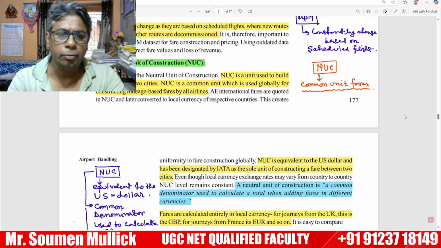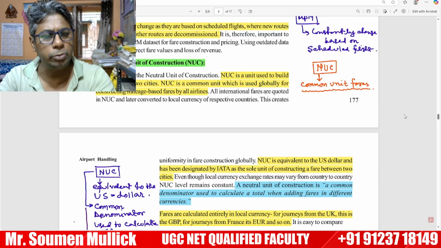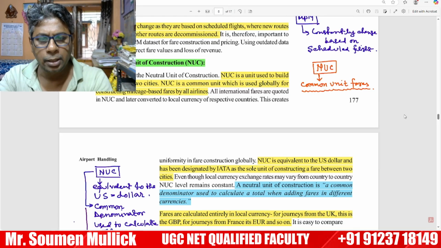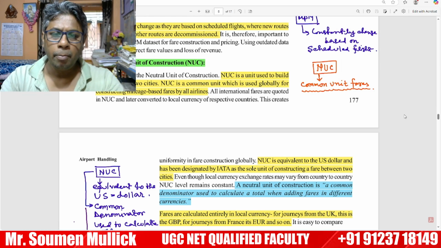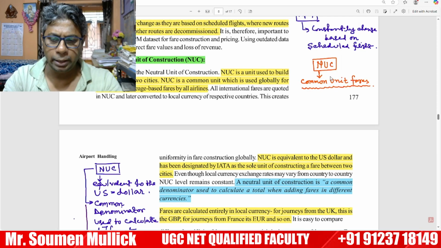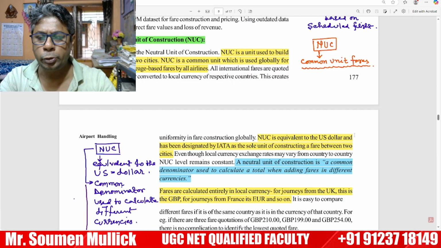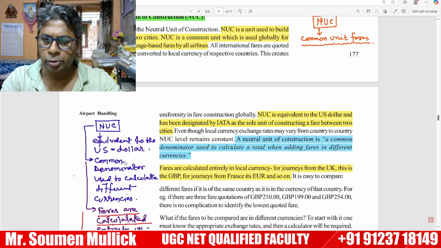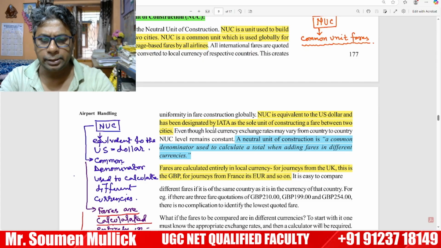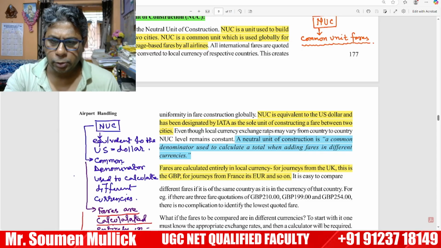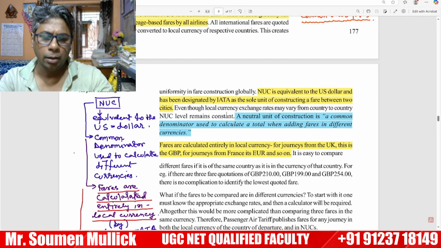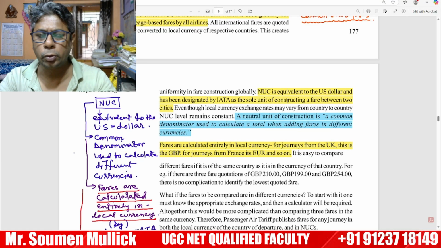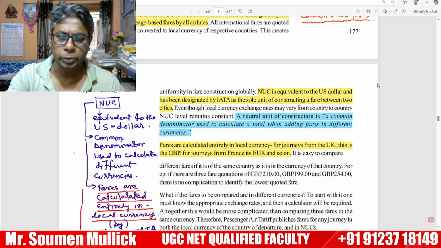দুটো সিটির মধ্যে ফেয়ার ক্যালকুলেশন করতে NUC ইউজ হচ্ছে, neutral unit of construction. NUC is the common unit which is used globally for constructing mileage-based fare by all airlines. NUC is equivalent to US dollar and has been designated by IATA as the sole unit of constructing a fare between two cities. IATA NUC কে ডিজাইন করে রেখেছে as the sole unit of constructing fare between two cities.